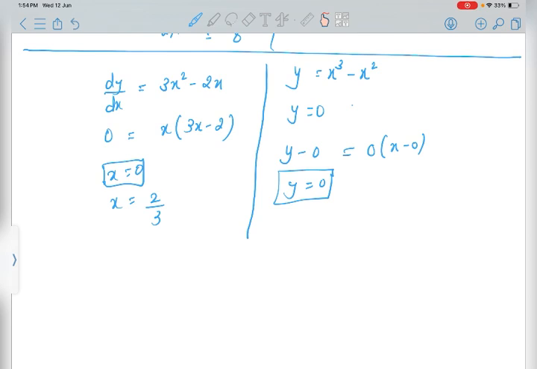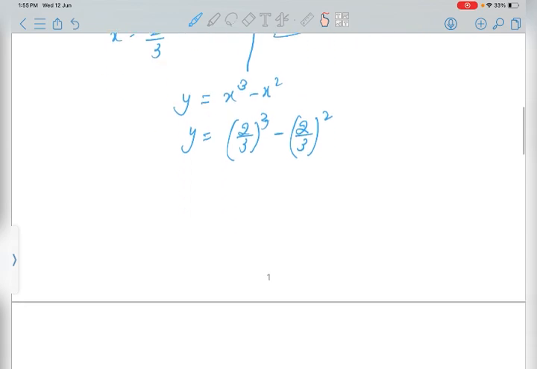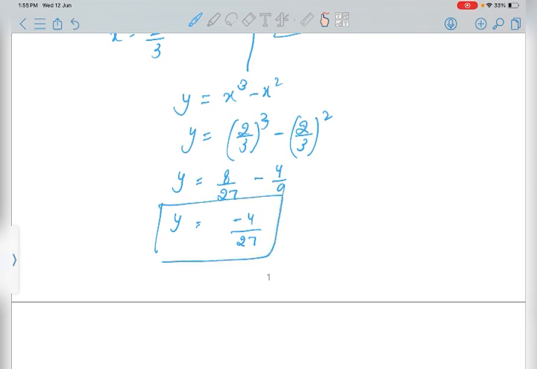Now next we have x equals 2 by 3. So when we have x equals 2 by 3, we can use the main equation again. So 2 by 3 whole cube minus 2 by 3 whole square, so it will give y equals 8 by 27 minus 4 by 9. When I take LCM, it will give 8 minus 12 upon 27. So y is minus 4 by 27.